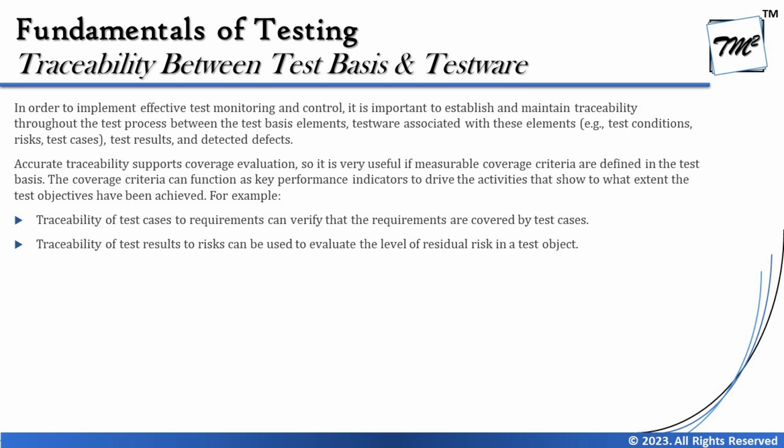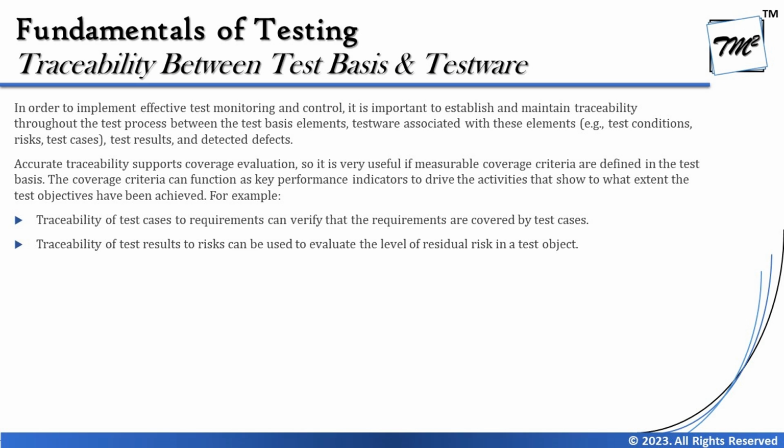In order to implement effective test monitoring and control, it is important to establish and maintain traceability throughout the test process between the basis elements and the tests associated with these elements. That means it is really important to do it between both of them. For example, the test conditions, risks, test cases, or even the test results and detected defects should be linked back to their respective parents.